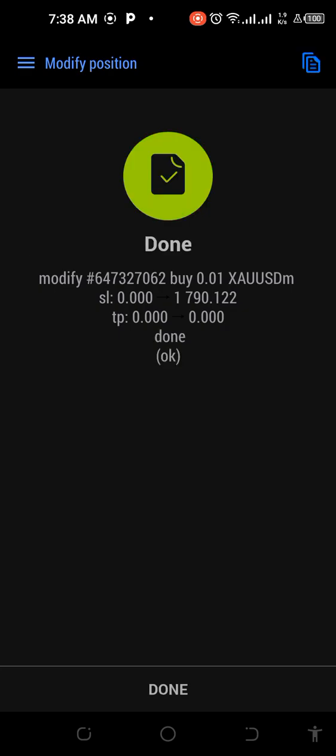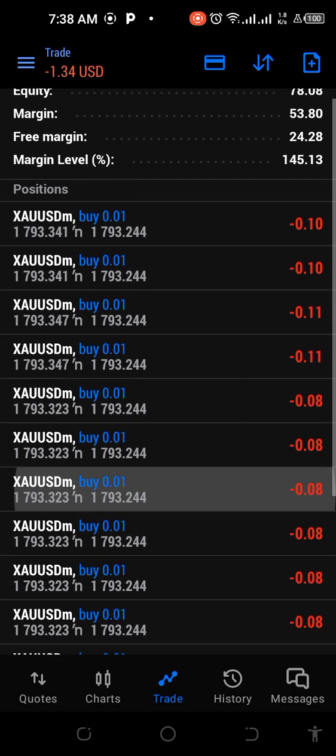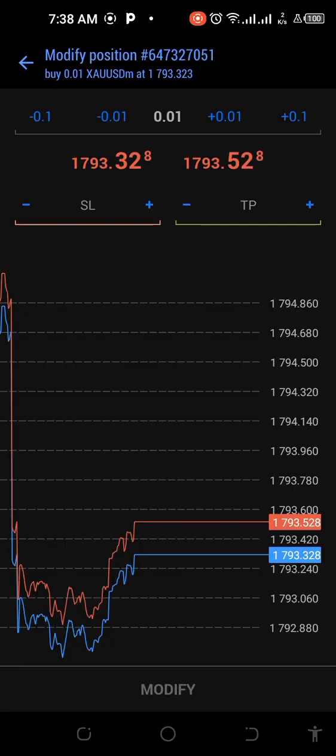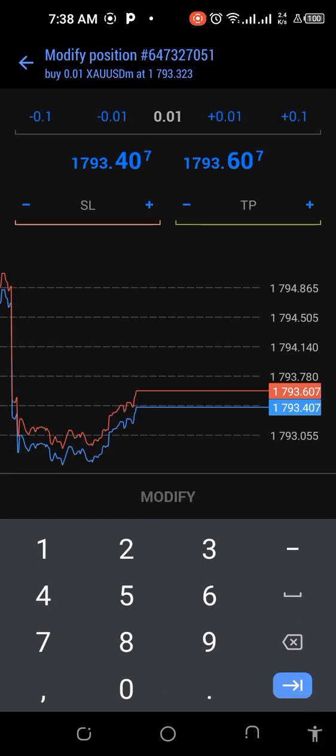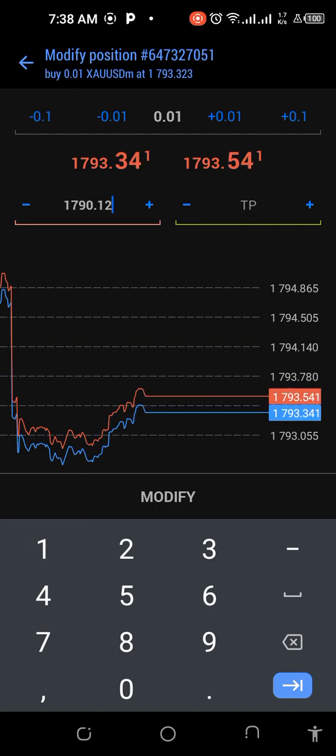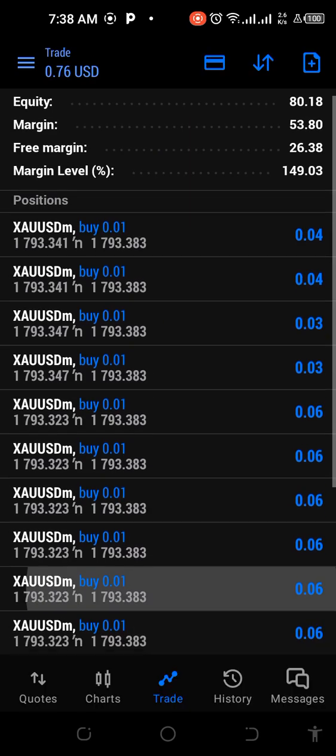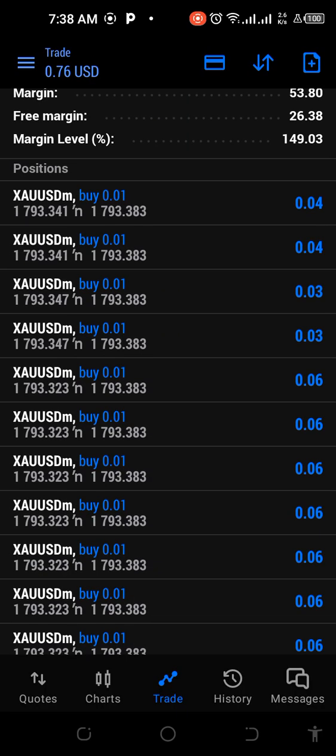Because of these stop losses, you can see we are in red. Very soon we go to blues. Let me place my stop losses first. In fact, I don't mind placing take profit, but I don't do that one because I want profit. I want profits, but the losses I don't want.